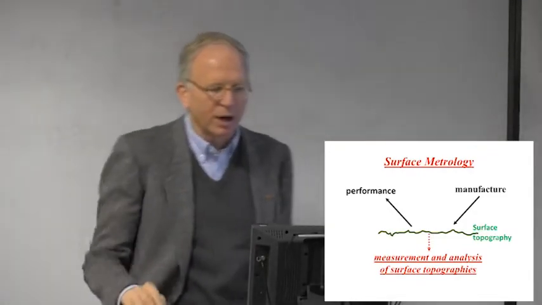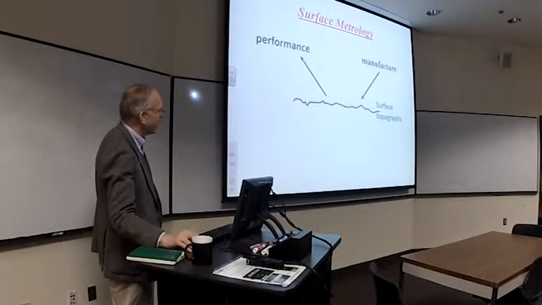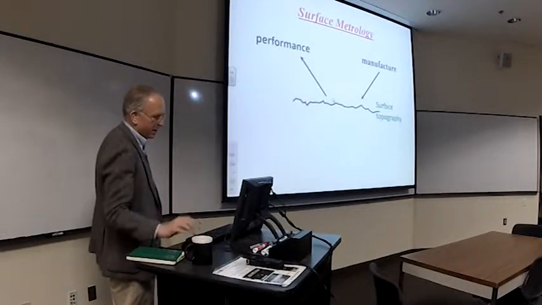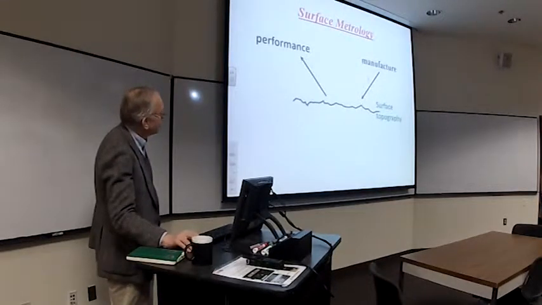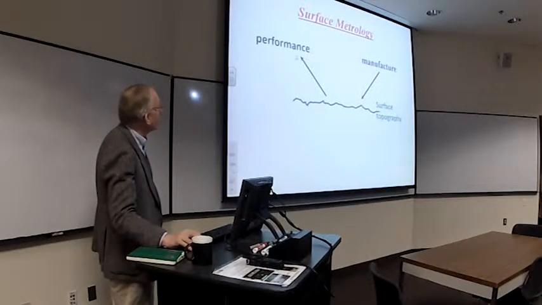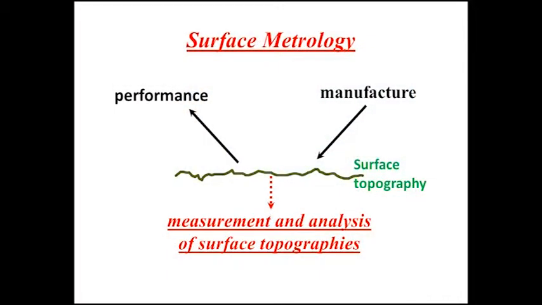So in surface metrology, we have something that manufactures the surface, and that produces some sort of surface roughness. And at a fine enough scale, every surface has got some kind of chaotic component, and that influences the performance. So this is sort of the route from manufacturing to performance. The designer might start with performance, try to figure out what the surface should look like, and then go back to manufacturing. But surface topography is in between, and surface metrology is the measurement and analysis of these surface topographies.